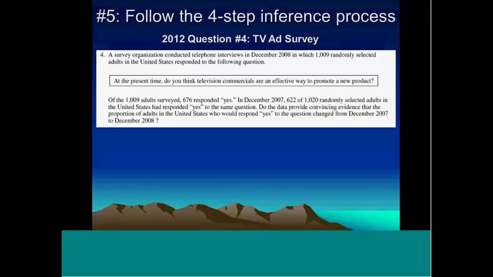This question is about a survey that was conducted using telephone interviews, first in December 2008 with 1,009 randomly selected adults who answered this question: At the present time, do you think TV commercials are an effective way to promote a new product? The same question was asked in December 2007, and you can see some results. In the December 2008 survey, 676 responded yes out of 1,009. In the December 2007 survey, 622 out of 1,020 said yes. Do these data provide convincing evidence that the proportion of adults in the United States who would respond yes to the question changed from December 2007 to December 2008?